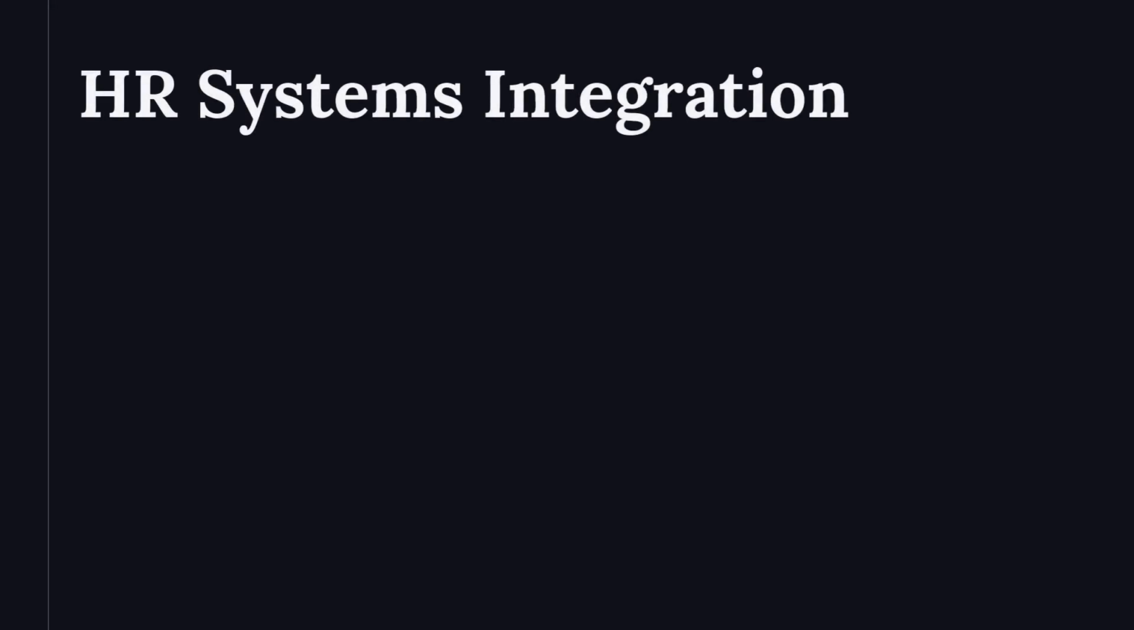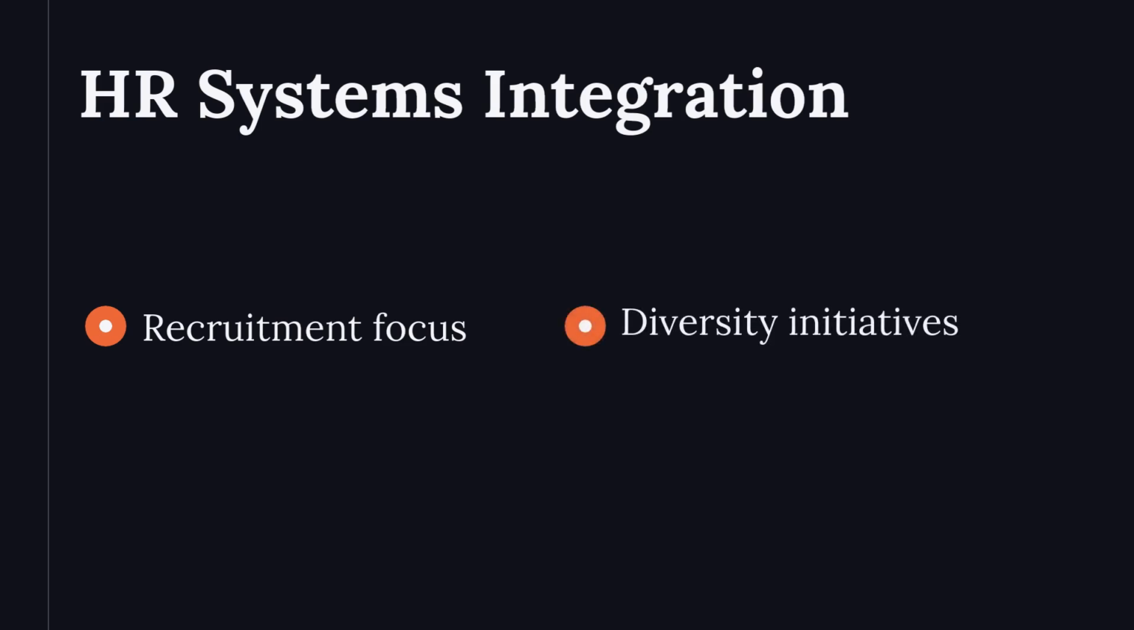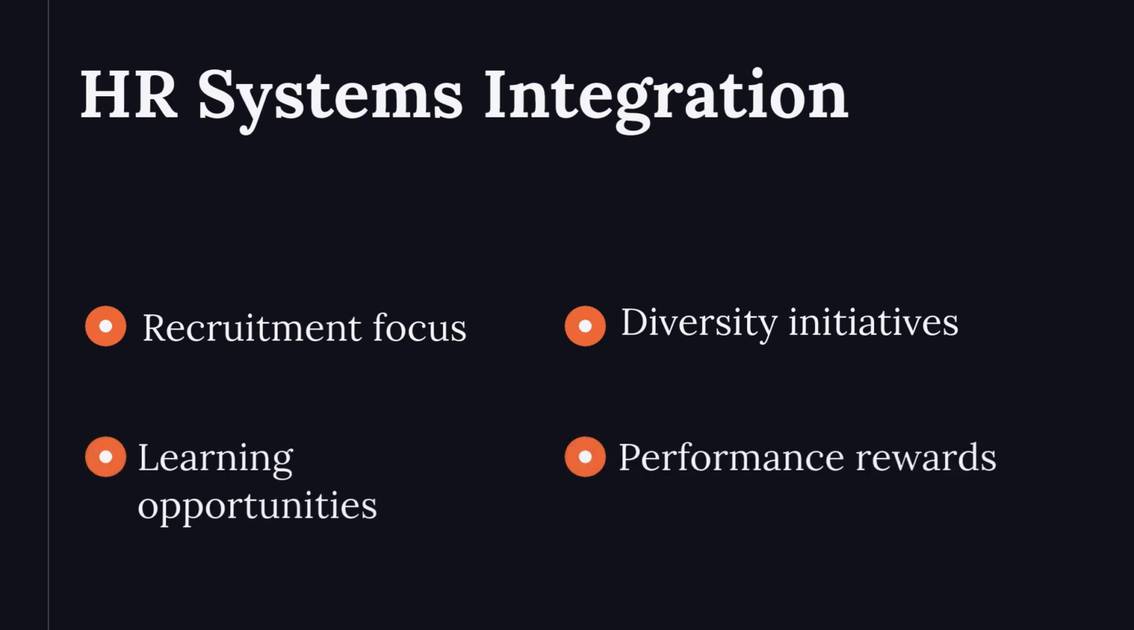HR oversees systems supporting ethical messages. Recruitment, diversity, and learning are key areas. Performance management and rewards are included. Ethics training addresses issues like bribery. These systems integrate ethics into daily operations.